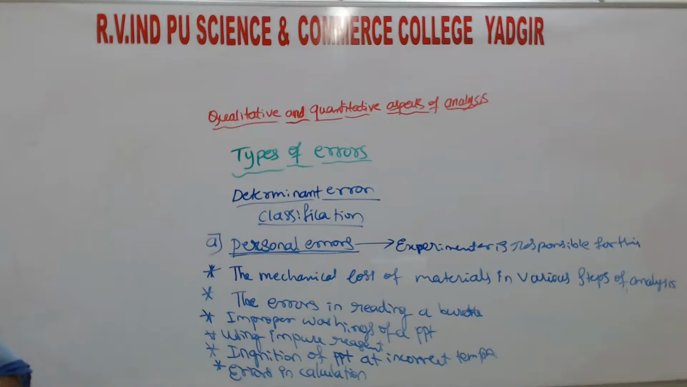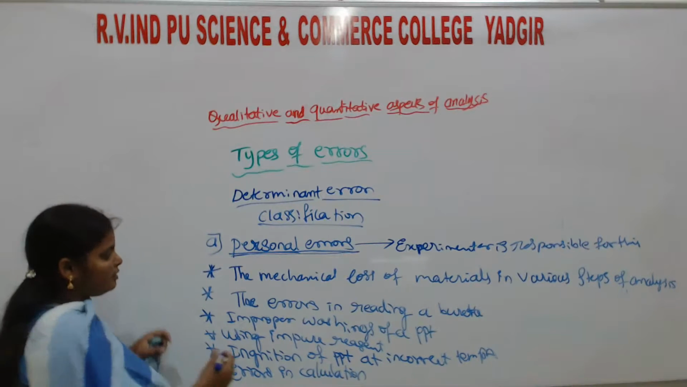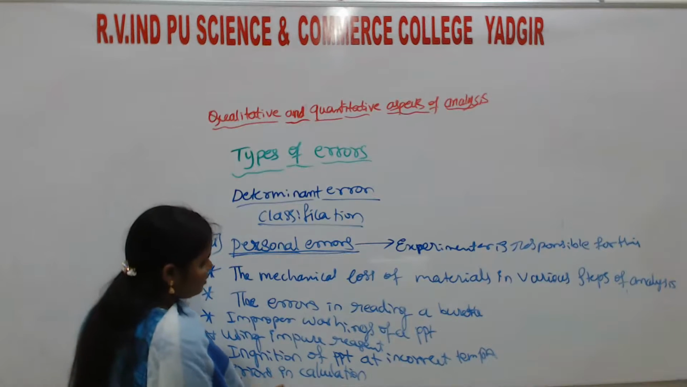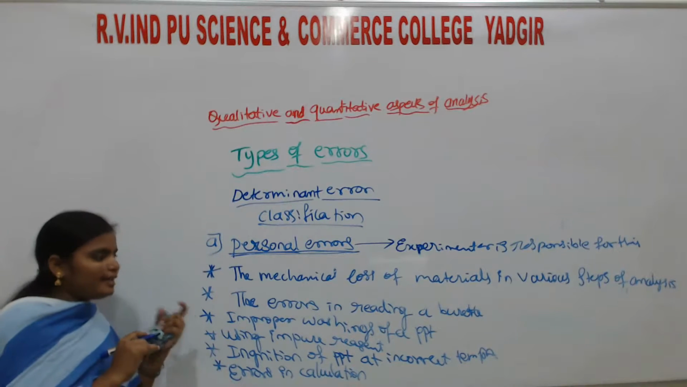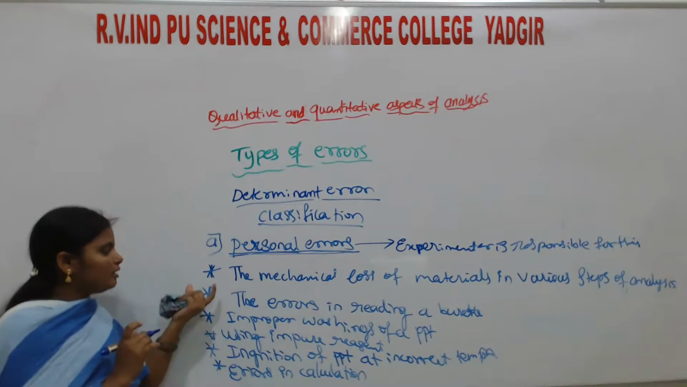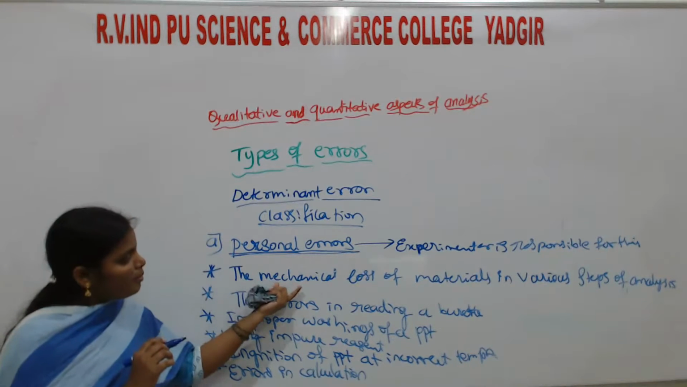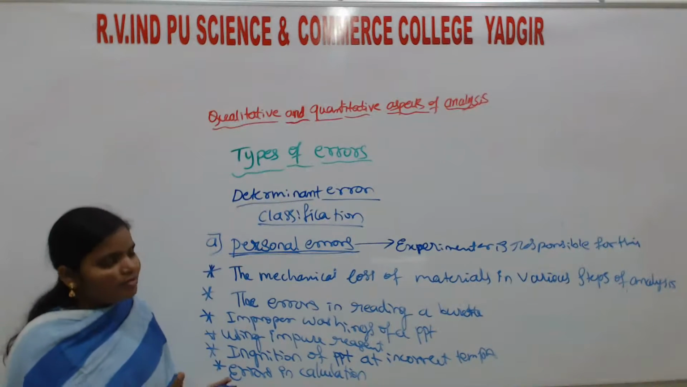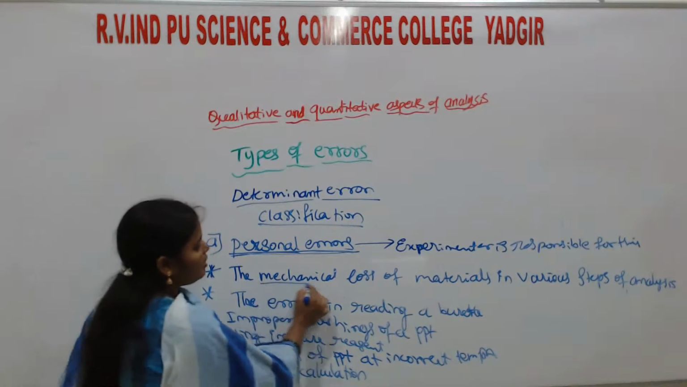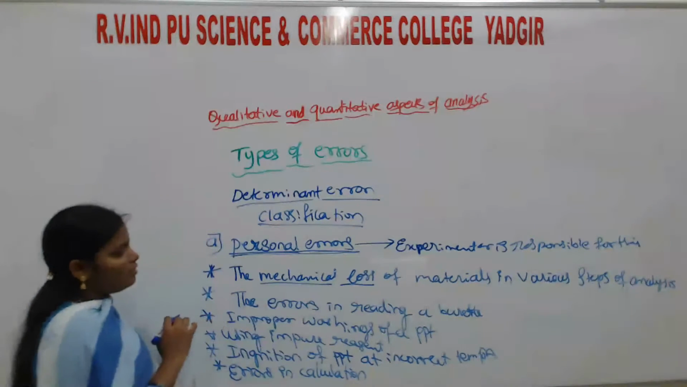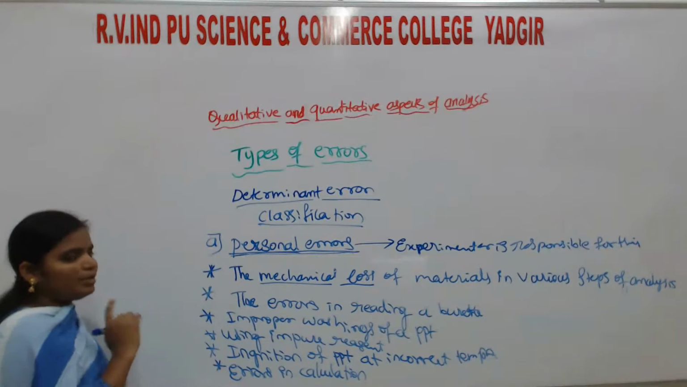Okay, these are determinate errors, or systematic errors, or constant errors. If you make these mistakes, you get a personal error. Here some errors are found, and those are personal errors. It is seen with the mechanical loss of materials in various steps. In any of the reactions you are doing, if there is mechanical loss in any of the steps, you get a personal error.